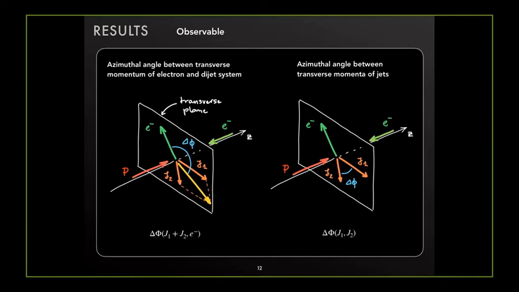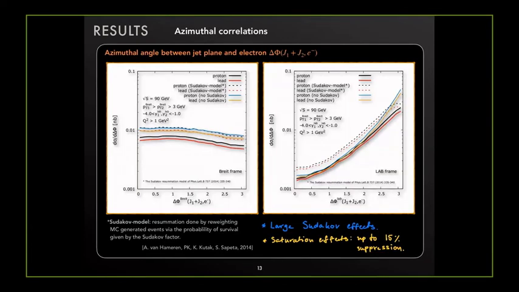Okay, so here are the results for this azimuthal correlation between the, it's not the jet plane really, sorry. This is not the jet plane. I'm sorry for this. So basically we did the calculation in two frames, in the lab frame and in the Breit frame. And there are a couple of things that I should discuss on the spot.